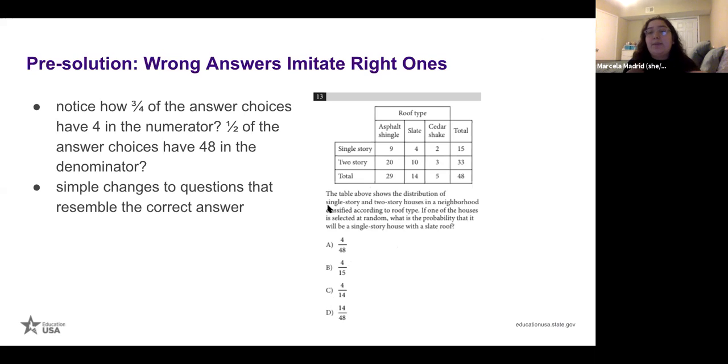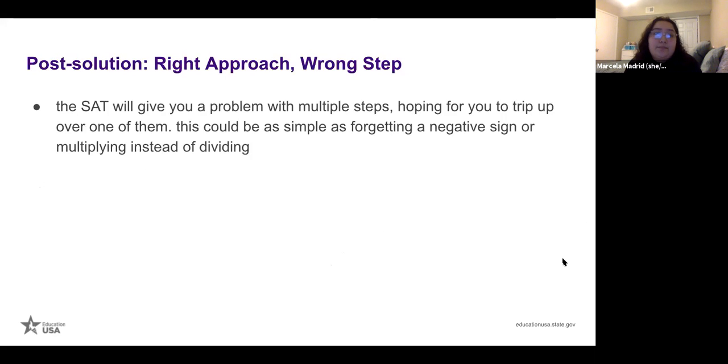These are just some patterns you may look for in the pre-solution, meaning you haven't started your work on the problem. You're just looking at the answer choices and what that can tell you about what the correct answer is. If I was looking at this question, it would probably be either A, B, or C because they do all have 4 in the numerator. But hey, it could be D. Maybe it's throwing me off. So, patterns to look for when taking the exam.